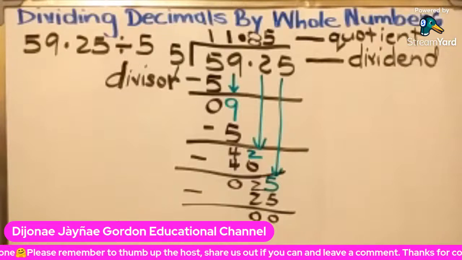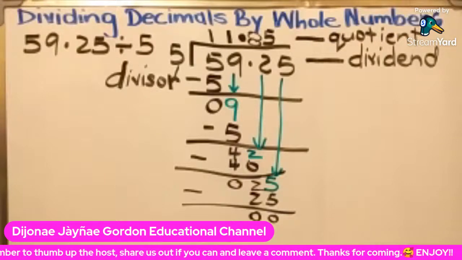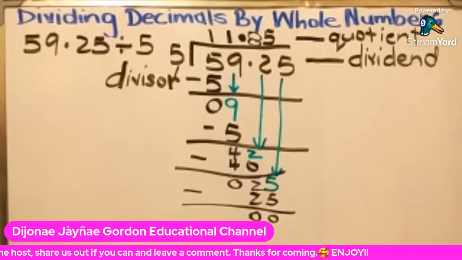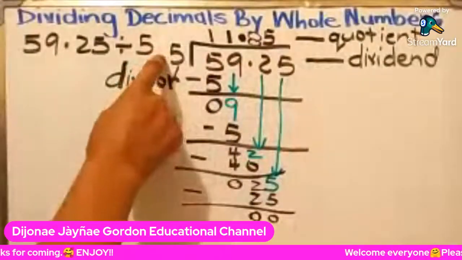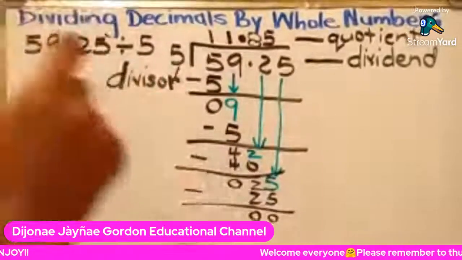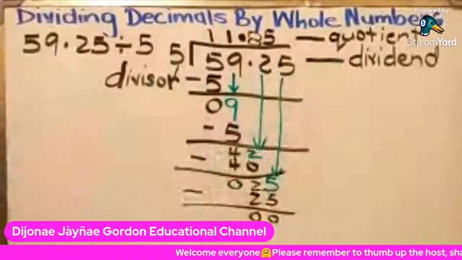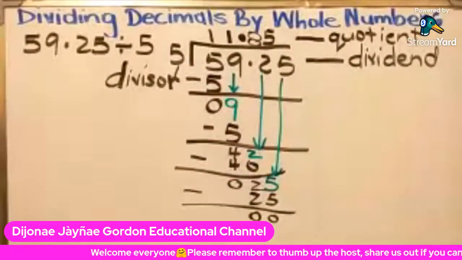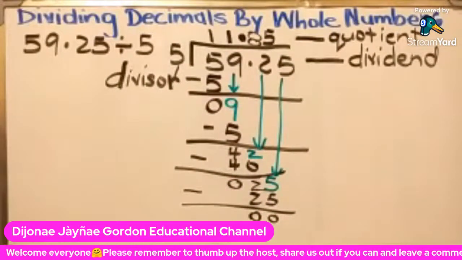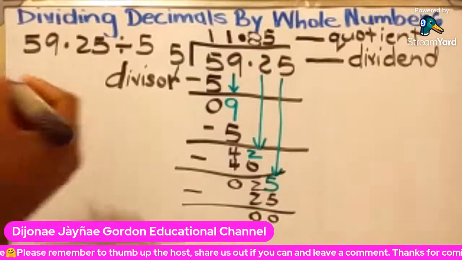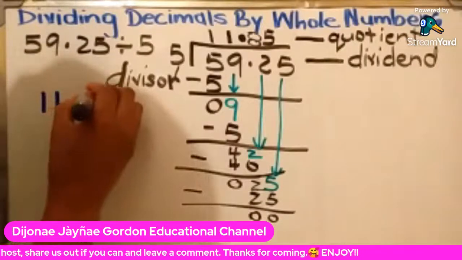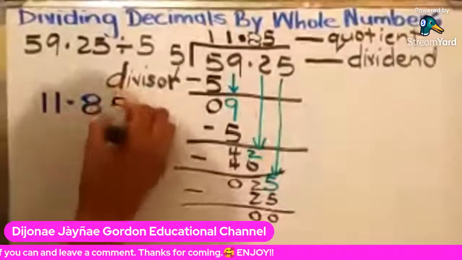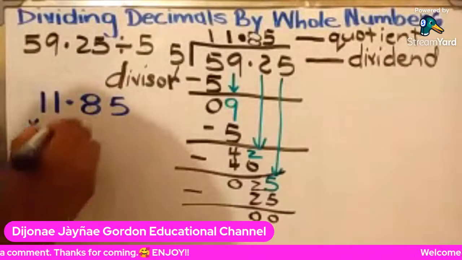And of course, let's check to see if our quotient is correct. How do we check to see if our quotient is correct? You take your quotient and you multiply it by your divisor. And if you get back your dividend, that would tell you that your answer is definitely correct. So let's do some checks right now. We're going to take 11.85, and of course, we are going to multiply it by 5.